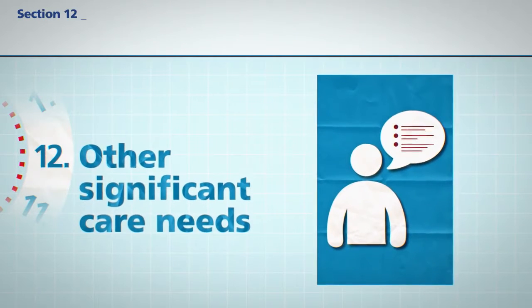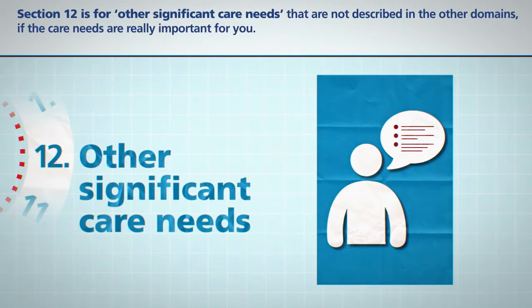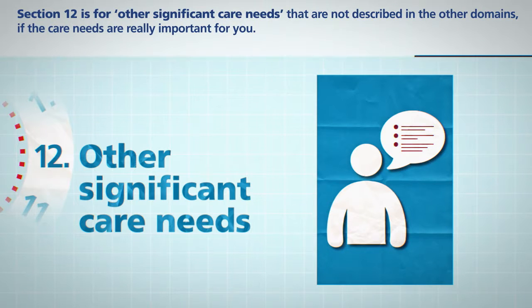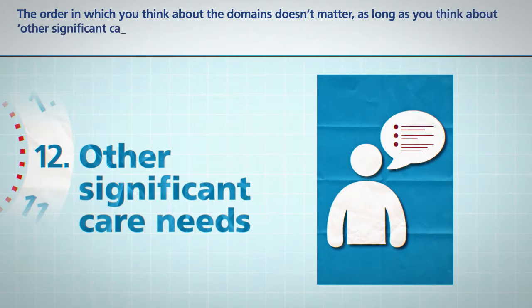Section 12 is for other significant care needs that are not described in the other domains, if the care needs are really important for you. The order in which you think about the domains doesn't matter, as long as you think about other significant care needs last.